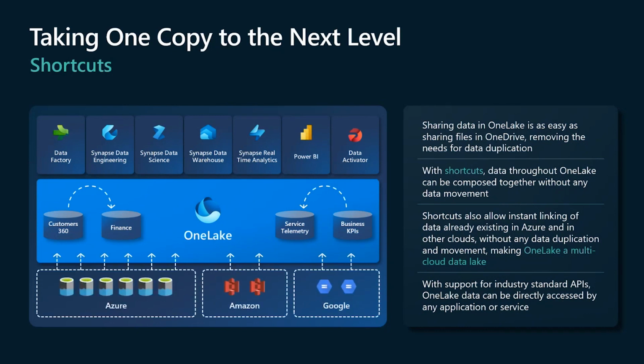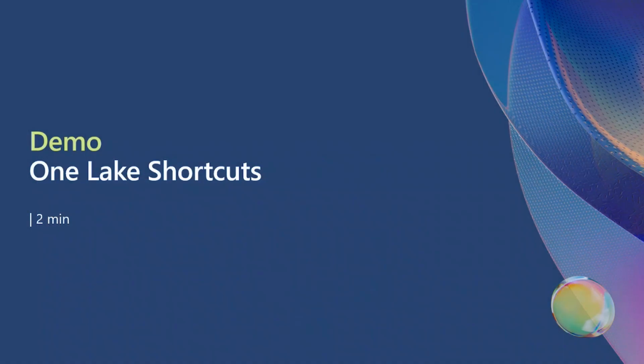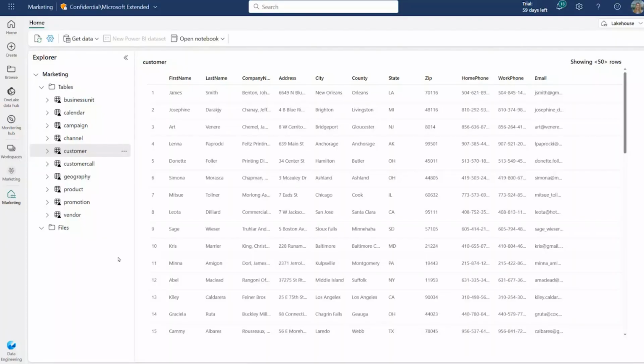So essentially, apart from all the Azure sources, you can also create shortcuts from, say, the data sources that are in non-Azure environments like an Amazon S3 bucket. And I have a short and sweet demo to show you how it works. Let's have a quick look at how these shortcuts are created.